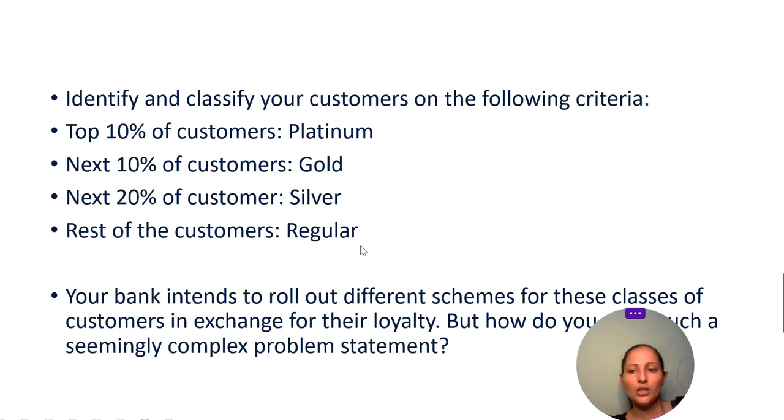But if you have another example, you have to classify your customers on some particular conditions. There are various conditions like top 10 customers should be platinum, next 10 should be gold, next 20 should be silver, and the rest should be regular. So your bank intends to roll out different schemes for different classes of customers in exchange for their loyalty. But how do you write such a complex query? How will you write it down?